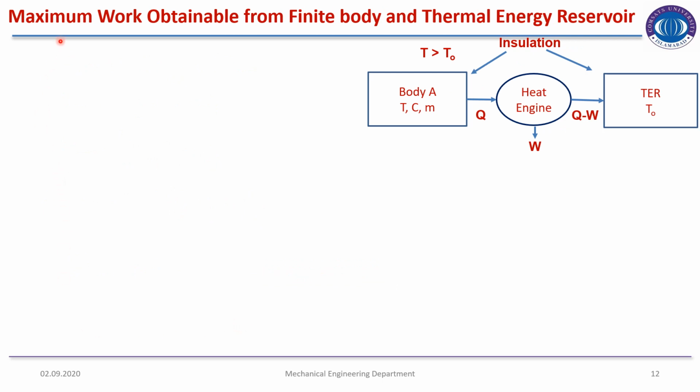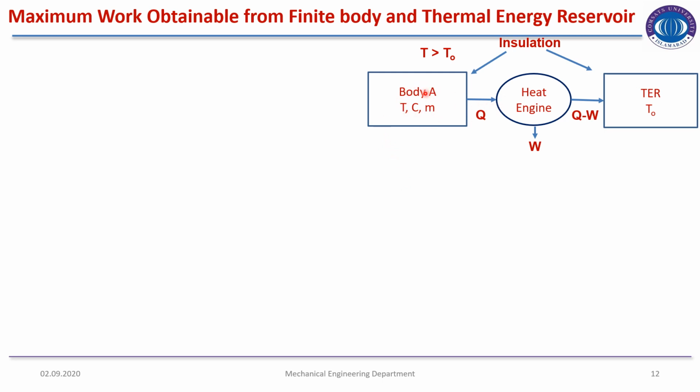The fifth application for the entropy principle is the maximum work obtainable from a finite body and a thermal energy reservoir. On the top right side you can see the schematic diagram of body A and the thermal energy reservoir. Body A is at a temperature T, specific heat C and mass M. Heat is flowing from the body to the thermal energy reservoir. Now we are calculating the maximum work. Here we have installed a heat engine, whose function is to convert thermal energy into mechanical work.